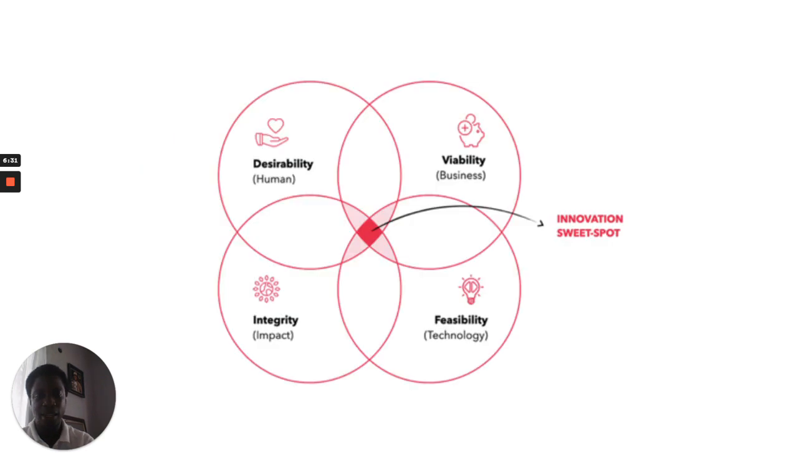Of course, any idea you have for whatever metric you're trying to measure has to be desirable by humans. That means you're thinking for humans, right? It must affect your business. That's the business viability of that idea, and the impact. What will it impact? And then the feasibility: do we have the technology to be able to do this particular thing? So that's usually the innovation sweet spot.